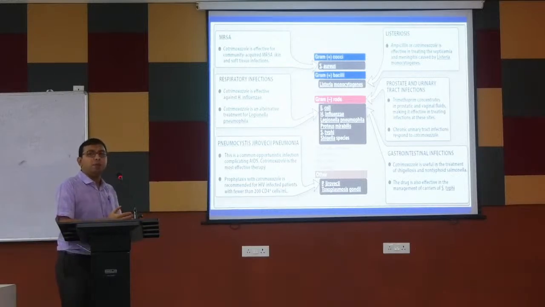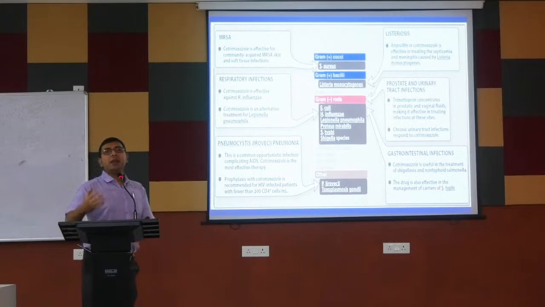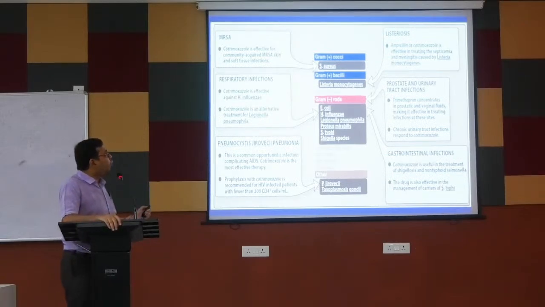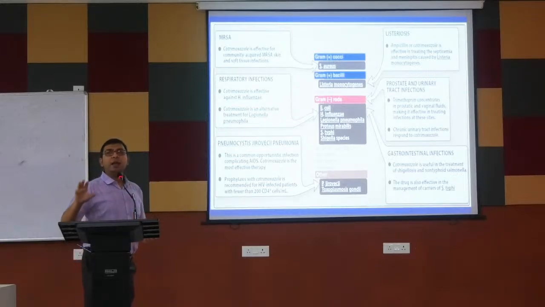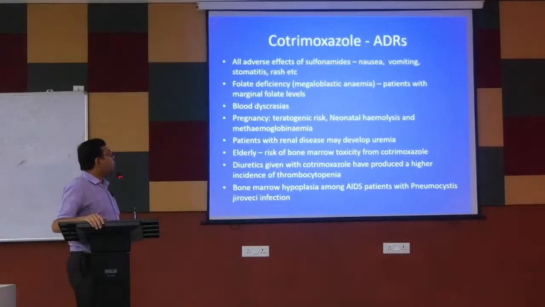That is because different types of resistant organisms have emerged. Why can this co-trimoxazole be used? Respiratory tract infection, Pneumocystis jirovecii pneumonia, listeriosis, prostate and urinary tract infection, prostatitis, UTI, etc. Gastrointestinal infection. In all these cases, it can be used. So this is very important. The antibacterial spectrum. What are the indications of co-trimoxazole?